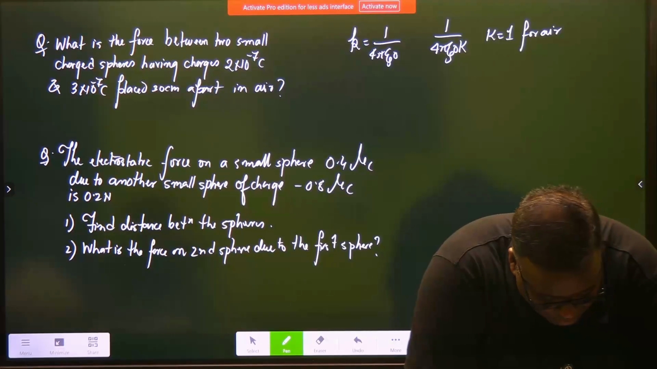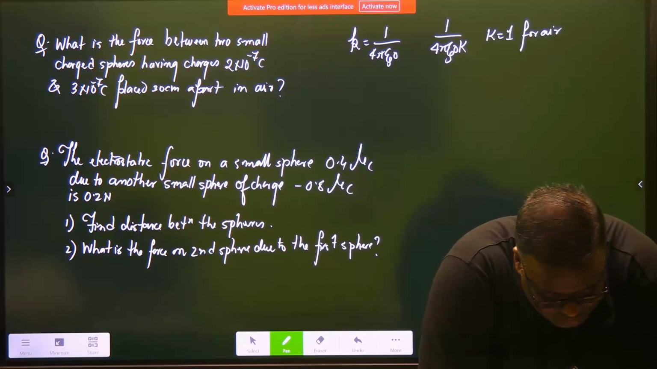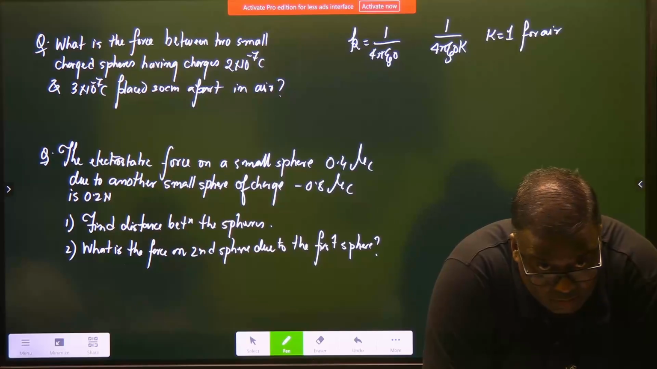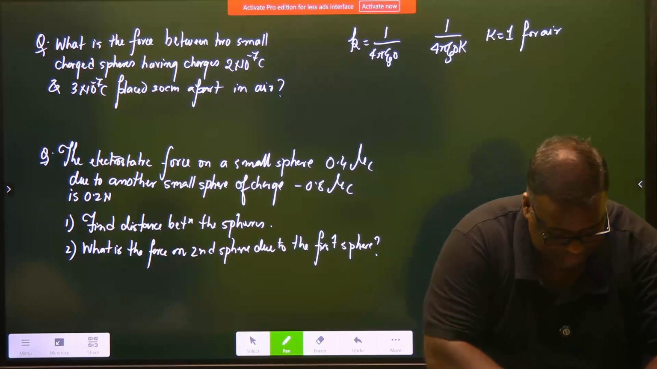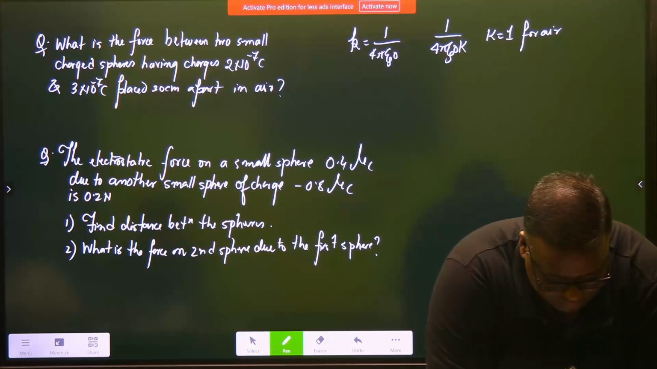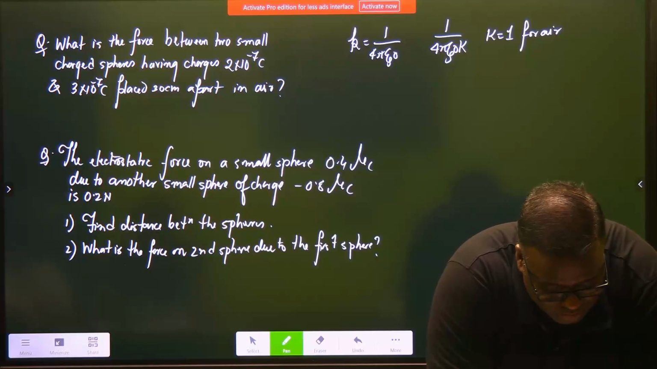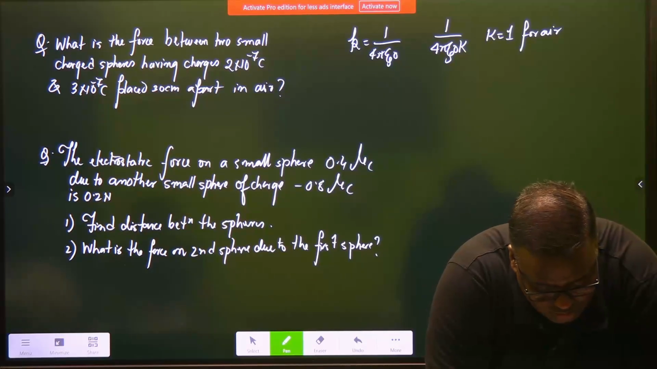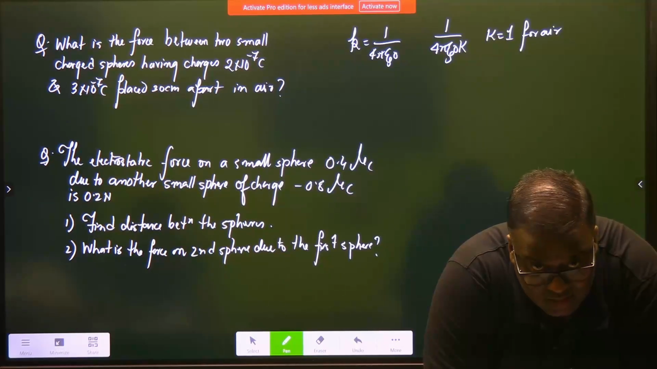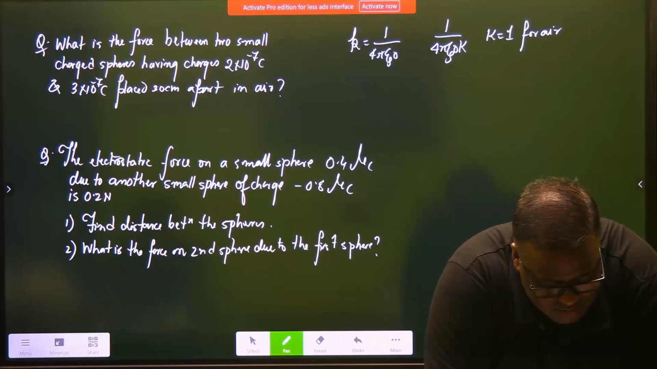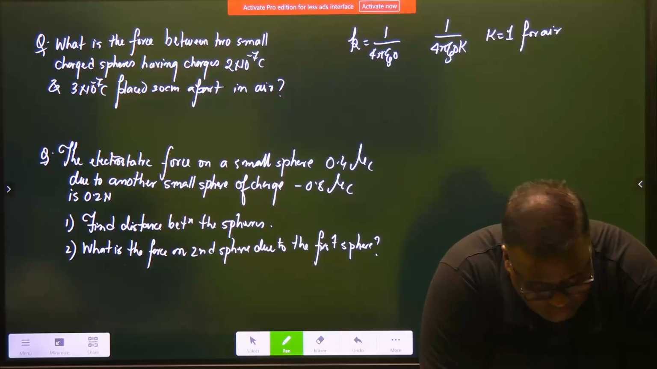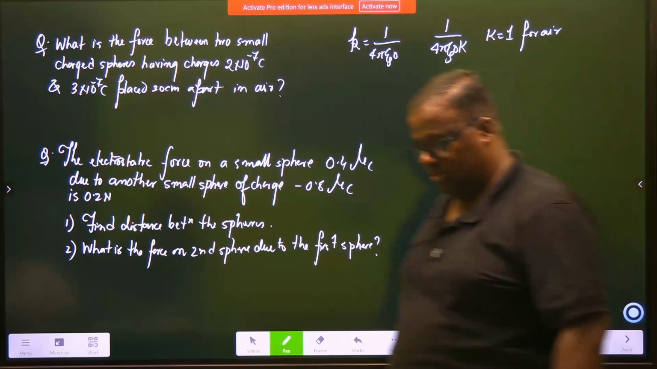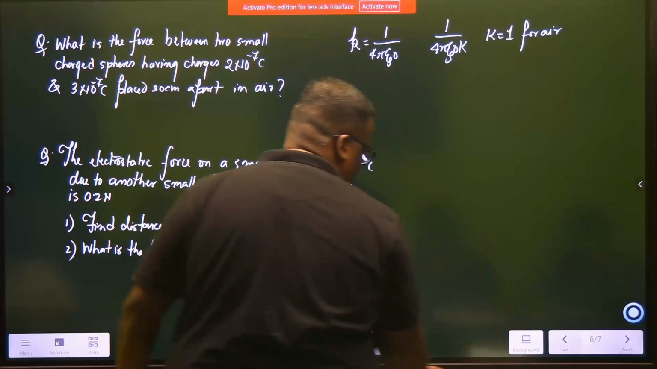12 into 10 to the power 5, what? In meters, it will be 12 into 10 to the power minus 2. Why are you getting so many errors? They're straight numbers. I think you all are not efficient in doing calculations with exponents.